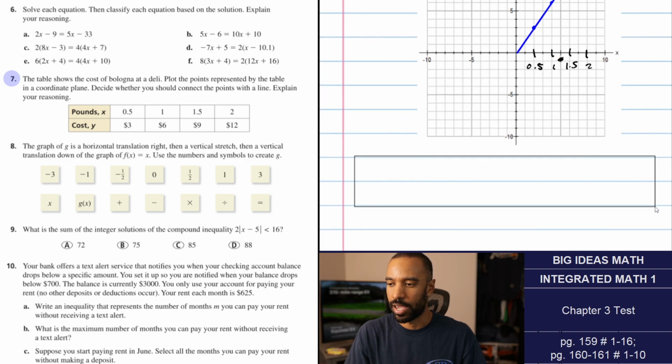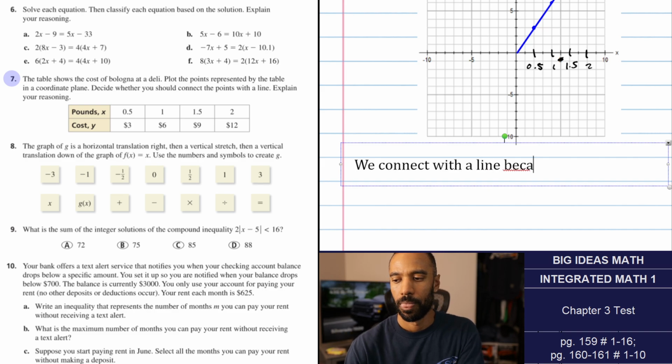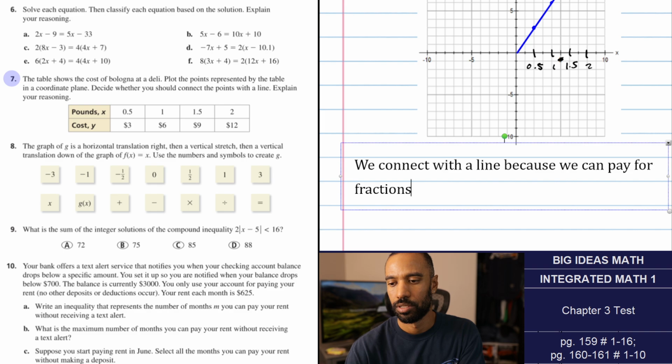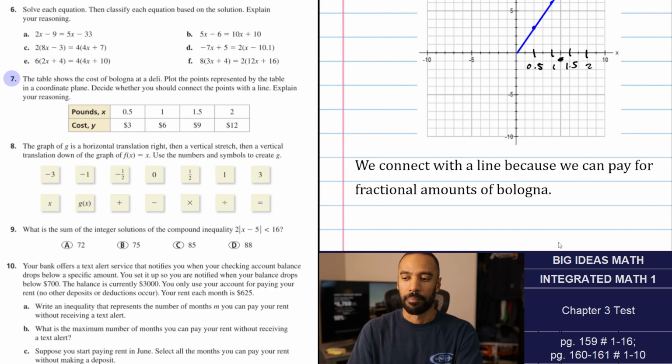We connect with a line because we can pay for fractional amounts of meat. Of bologna. Okay. Number 8.